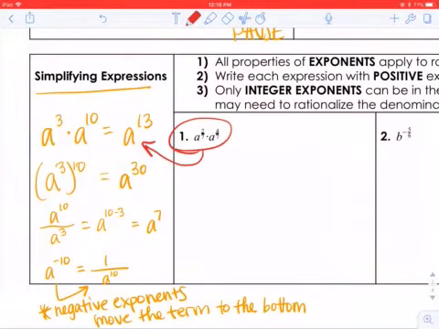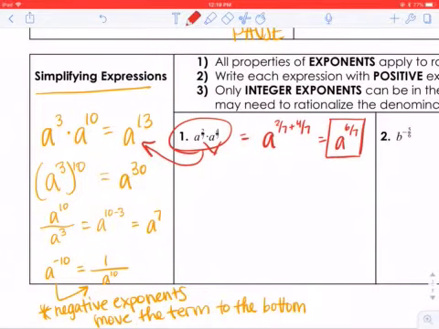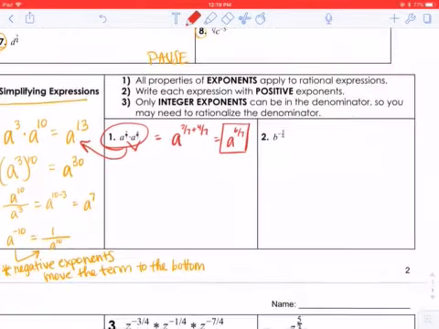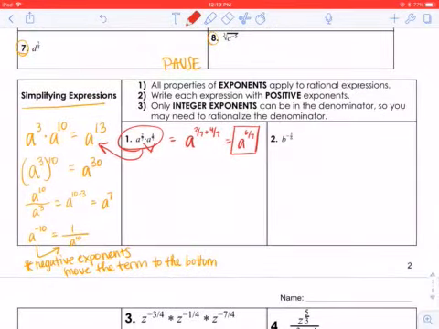So in number 1, I see something that looks very similar to this one here. It has 2 a's, and so we know our answer is going to be a. And then we know that when we are multiplying, we're adding our exponents. So I have 2 sevenths plus 4 sevenths. That's going to give me a to the 6 sevenths. That's it, just like that. So we add our exponents. Fairly simple.